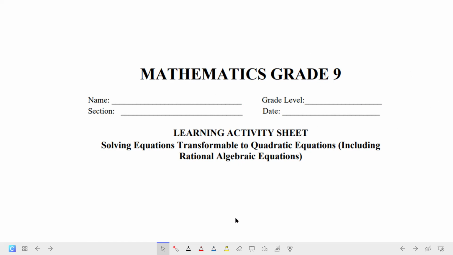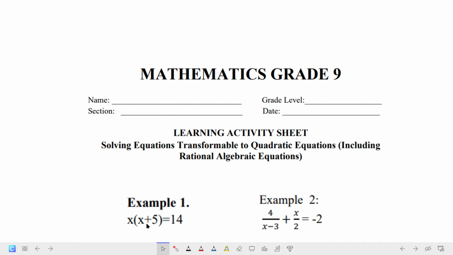So this time we are going to discuss all about solving equations transformable to quadratic equation, including rational algebraic equations. In this case, we are going to transform first and then solve the given equation. We have two examples here. So we have these transformable equations.